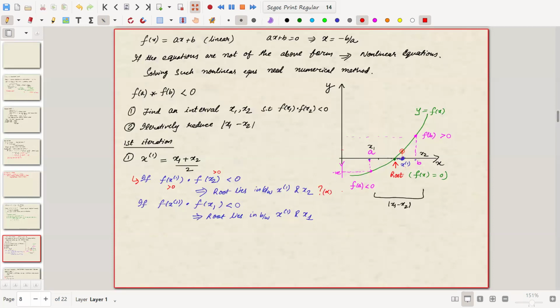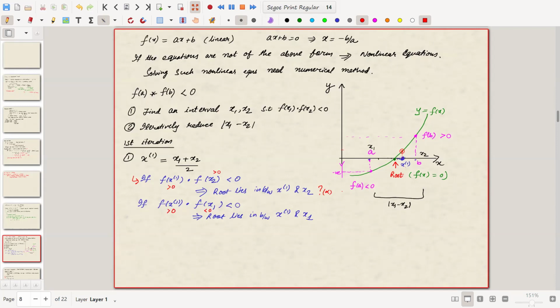What other case is there? f of x1 into f of x superscript 1. So f of x superscript 1 is positive, fine. Now this was x1. The value of the function there is less than 0, fine. So the product is negative. So what does it mean? It means the root lies in between x1 and x superscript 1.